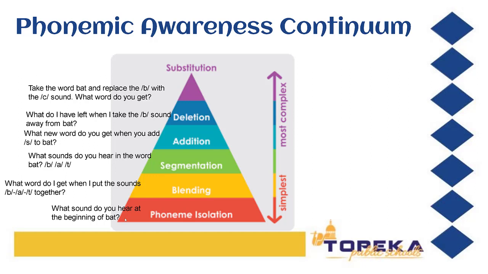Addition. Adding a phoneme or sound. So what new word do you get when you add s to bat? And a student would be able to tell you the word bats. Now, what word do I have left when I take the b sound away from bat? So they're taking away a sound, and they should be able to tell you that what you have left is at. And our hardest level of phonemic awareness is substitution. And in substitution, we're taking away and replacing a sound. So taking the word bat and replacing the b with the k sound, and students being able to tell you the word cat.